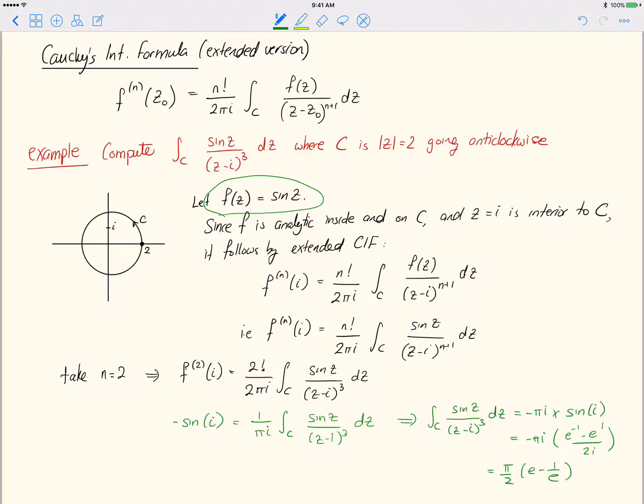And that's pretty much how you would handle that sort of question. So if you have something that, when you look at it, resembles Cauchy's integral formula, but you have a power appearing on the denominator, perhaps this is the way to go. Yeah, that's pretty much it.